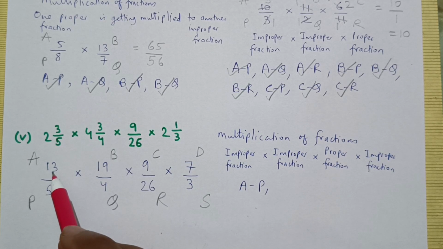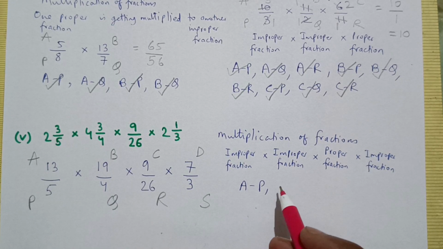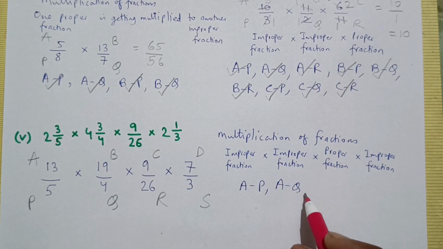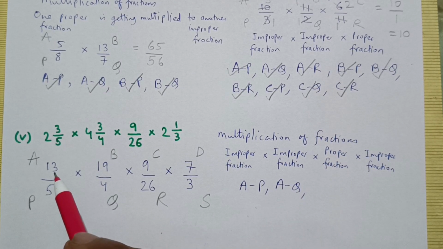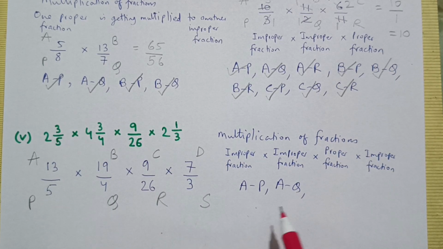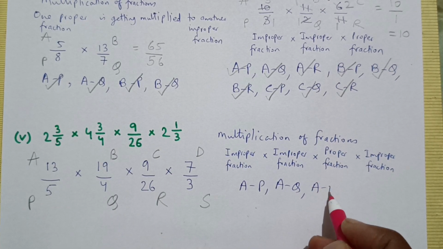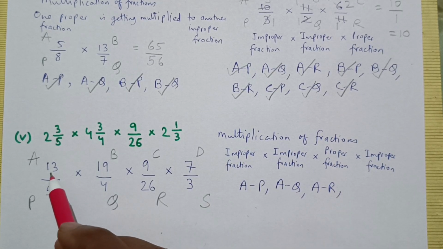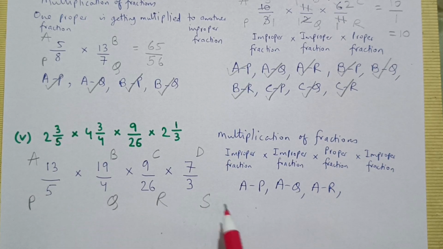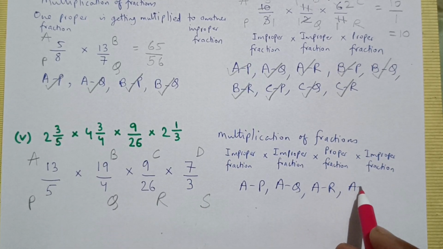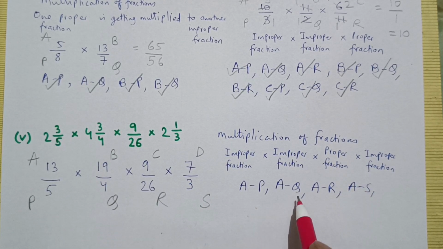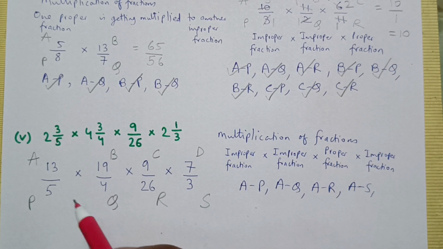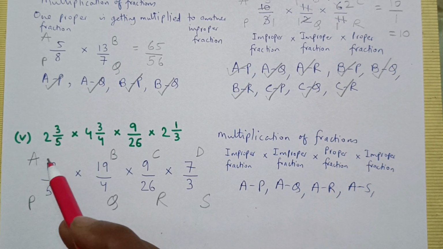Another numerator denominator pair with this numerator 13 is 13 by 4, so AQ. Another numerator denominator pair with this numerator 13 is 13 by 26, so AR. And another numerator denominator pair with this numerator 13 is 13 by 3, so AS. So these are the 4 numerator denominator pairs with this numerator 13.